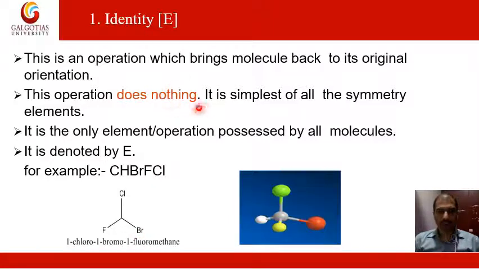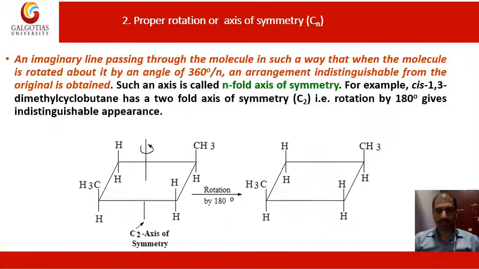So this operation does nothing, it simplifies all the symmetry elements. It is the only symmetry operation possessed by all molecules. For example, here is a molecule which has a center carbon, hydrogen, bromine, fluorine, and four different atoms. So here you can see this example.